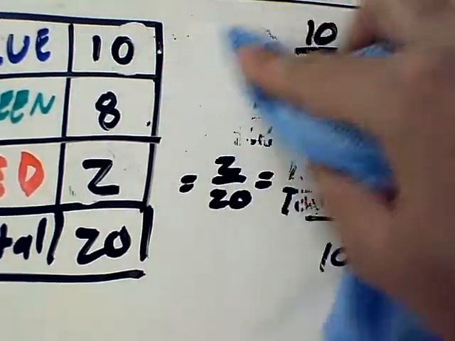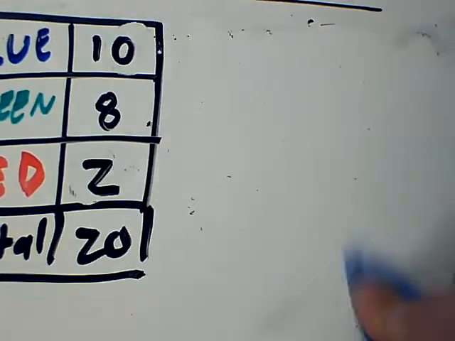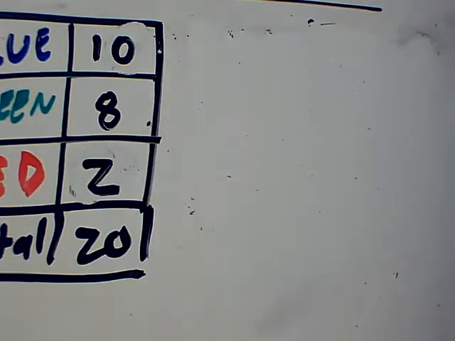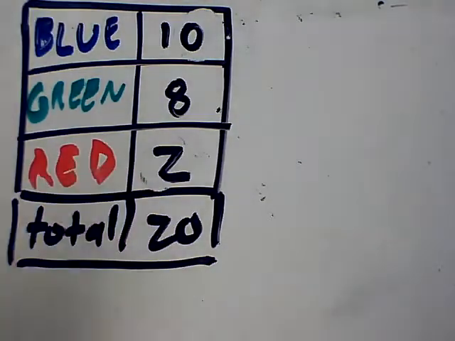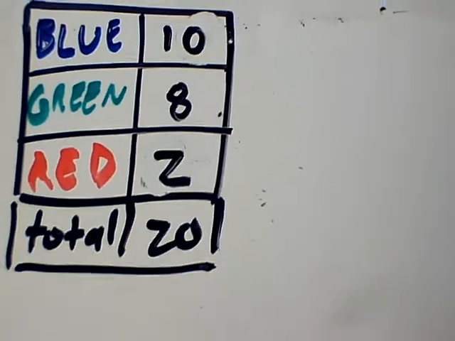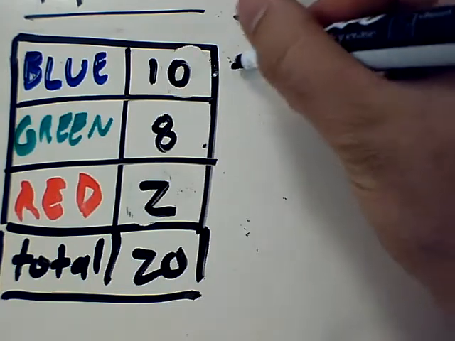Now, there's of course all kinds of other things. We can scale this up, we can scale this down. So the total was 20. Let's go with the blue for a second. The percent of blue again was 50%.